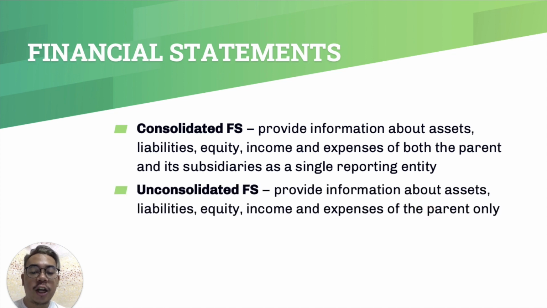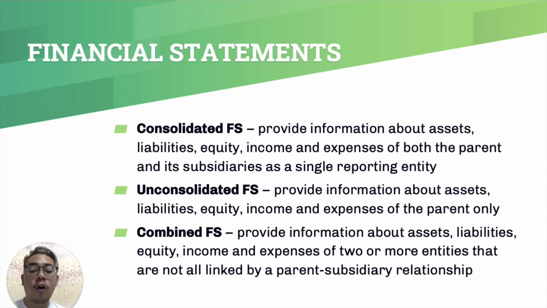If the information about assets, liabilities, equity, income, and expenses is of the parent lang, hindi sinali yung sa subsidiary, we call that the unconsolidated financial statement, or in other terms, yung separate financial statement. And number 3, we have the combined financial statement. This provide information about assets, liabilities, equity, income, and expenses of two or more entities that are not at all linked by a parent-subsidiary relationship. So, pag two or more entities ang nag-combine ng kanilang financial statements pero hindi naman sila parent at subsidiary, then ang tawag doon ay combined financial statement.